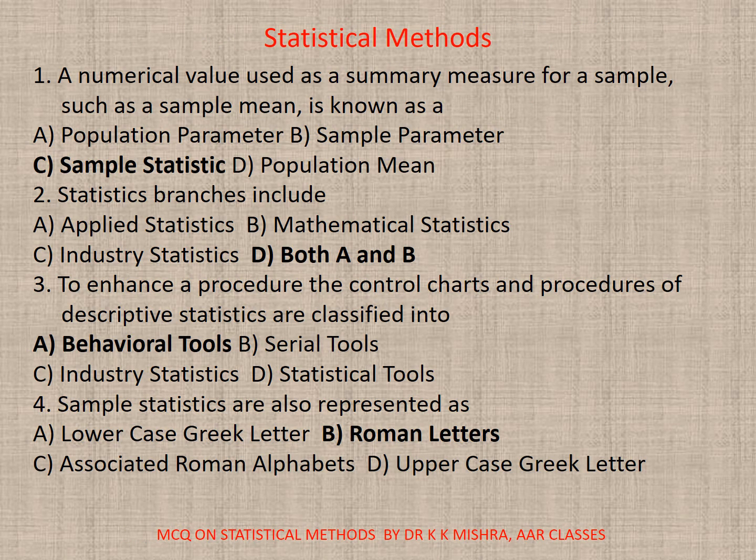A numerical value used as a summary measure for a sample, such as a sample mean, is known as a: A. Population parameter, B. Sample parameter, C. Sample statistic, D. Population mean. Correct option is C. Sample statistic.